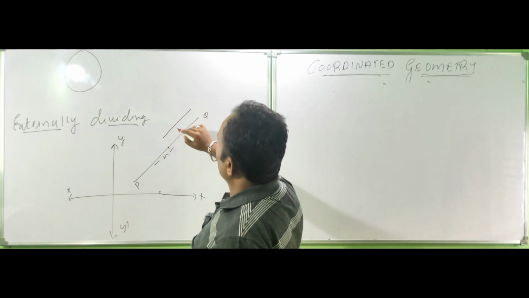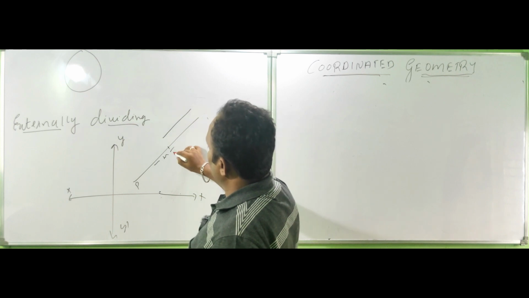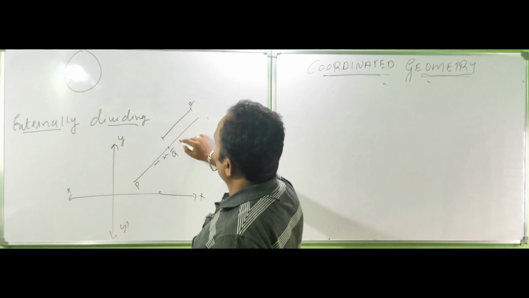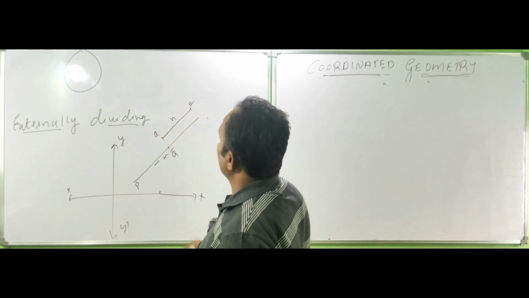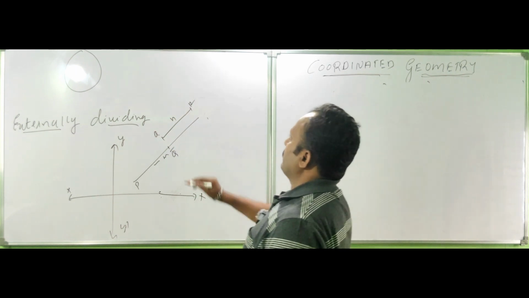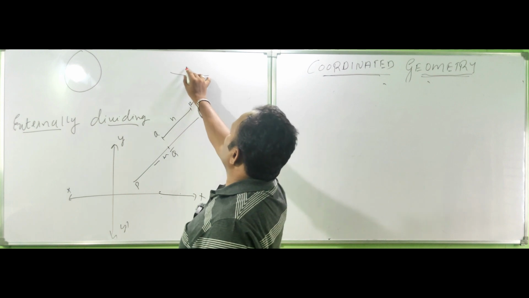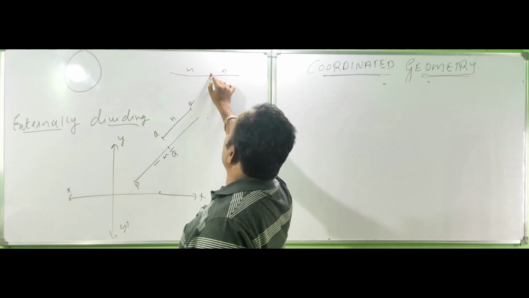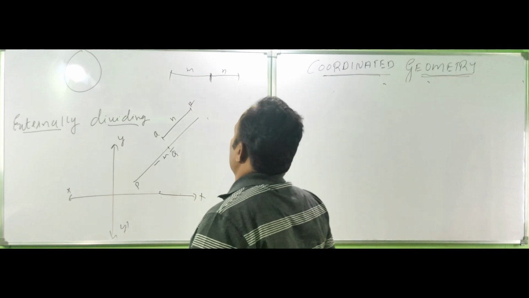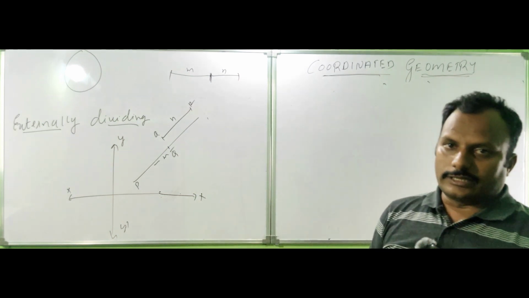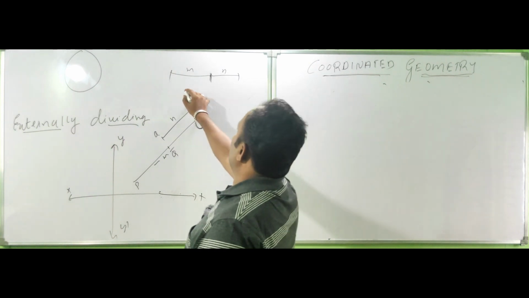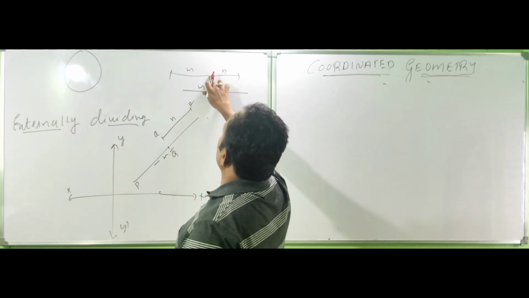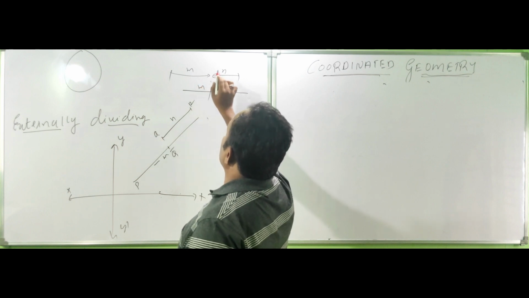Here Q becomes here, R becomes here. This is QR, this is n. Externally, in a simple way, you can tell: this is m, this is n. This is externally dividing, this is internally dividing. Here you can write m, n.